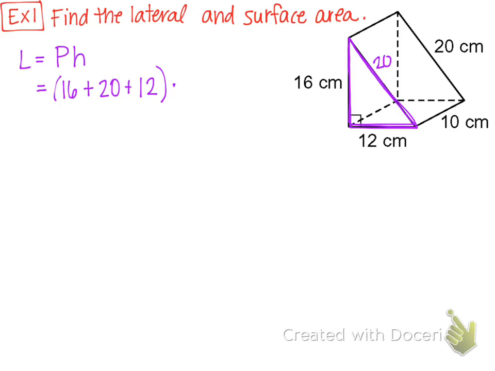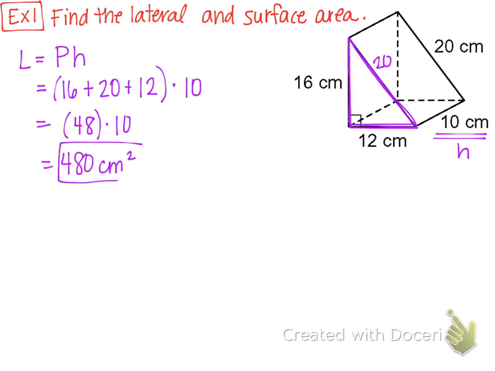Now the height is how far apart our bases are. So our height is 10. So we're going to multiply that by 10. So let's do the calculations here. If we add 16 plus 20 plus 12, we get 48. And we're going to multiply 48 by 10. So we get 480 as our lateral area. Now let's put the units on it. We have centimeters squared. So that's the lateral. Now we want to find the total.